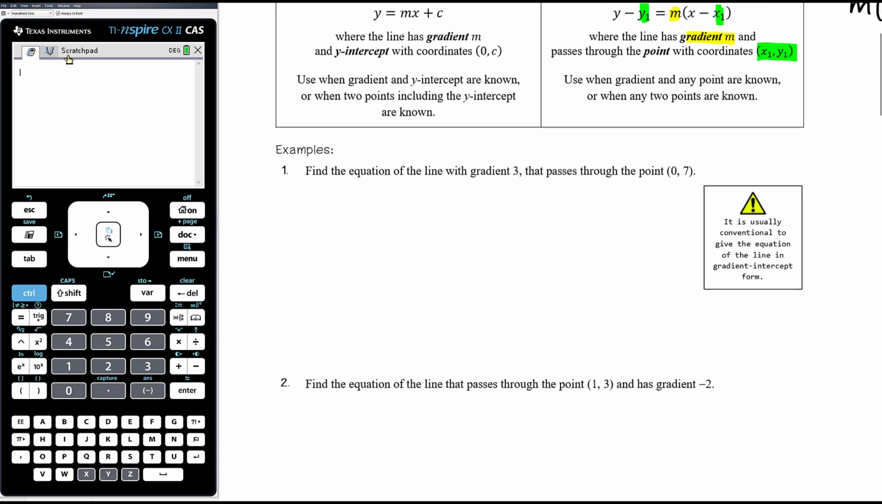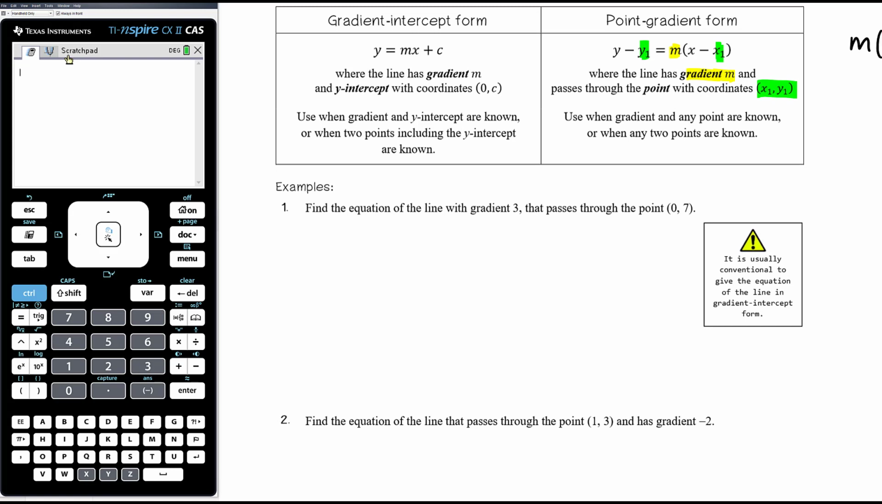Okay, so let's have a look at some examples. Find the equation of the line with a gradient of 3 that passes through the point 0, 7. Okay, so we've been given gradient, so our gradient is important and we've been given a point. And the important thing to notice about this point is that that is a y-intercept. Okay, if the x value is 0, that is a point on the y-axis, so that is the y-intercept.